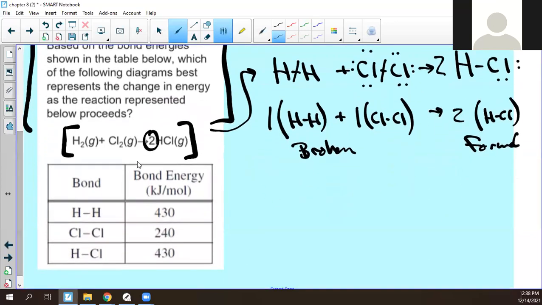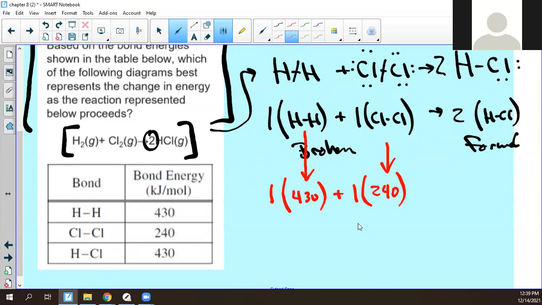Now I substitute numbers in for the bonds. Right here, I have 1 times H to H, which is 430, plus 1 times Cl to Cl, which is 240. Now I'm going to do the sum of all this. This is the broken, and then I'm going to subtract the formed. I have 2 H to Cl, which is 430.